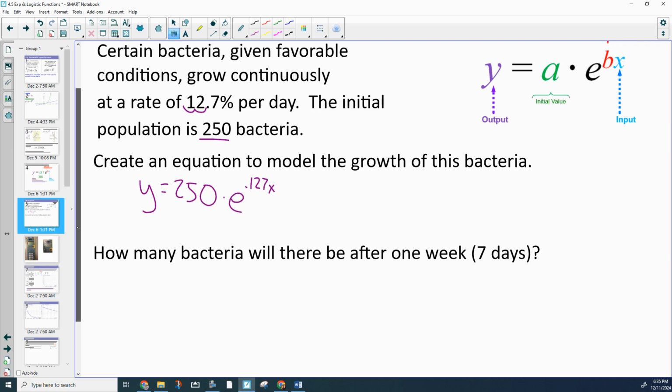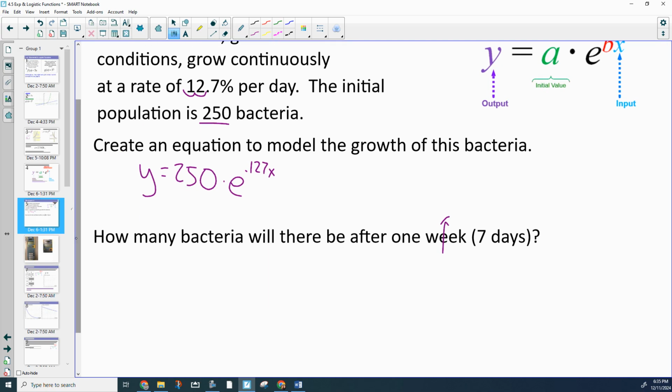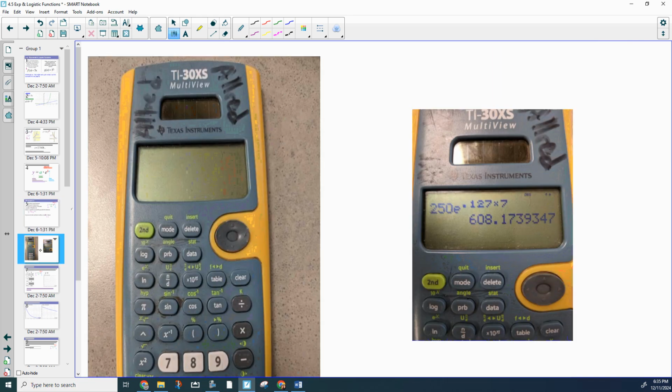So then we would type this in, but our x value is going to be 7 in this case. All right, so to get this into your calculator, hopefully you have one of these calculators. Right here is what we're looking for, the E value.